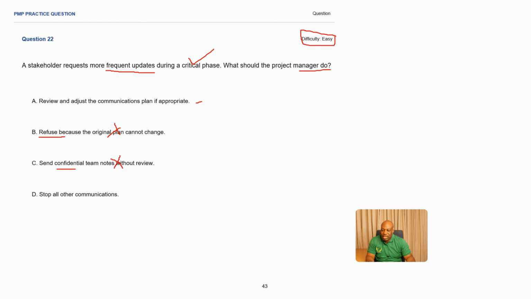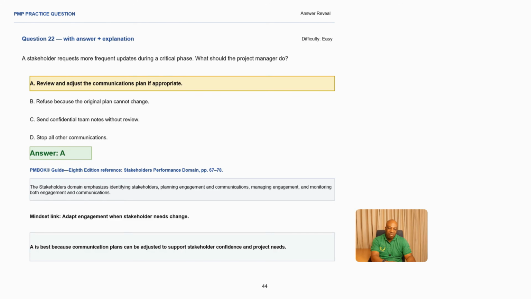Stop all communication. You don't stop communication to stakeholders in a project environment. Communication must be maintained throughout the project. So eliminating this answer, making A the best answer in this scenario, you need to review and adjust the communication plan if appropriate. So what is our reference in the PMBOK?